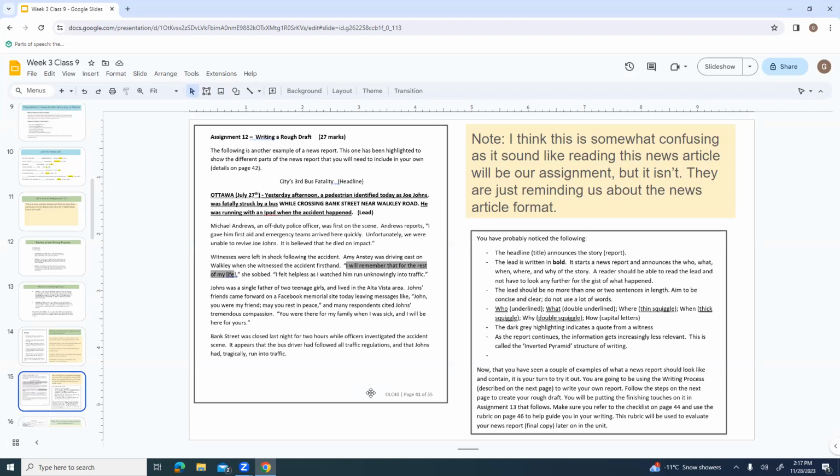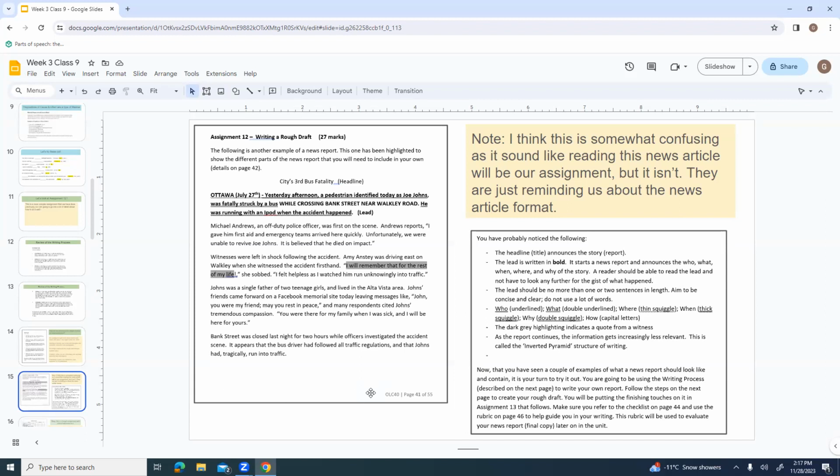So it says, the following is another example of a news report. This one has been highlighted to show the different parts of the news report that you will need to include in your own. City's third bus fatality is the headline.